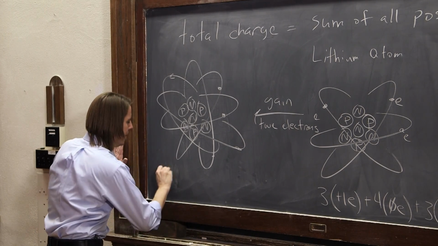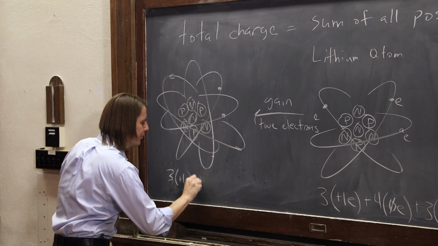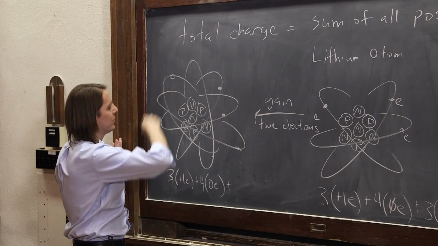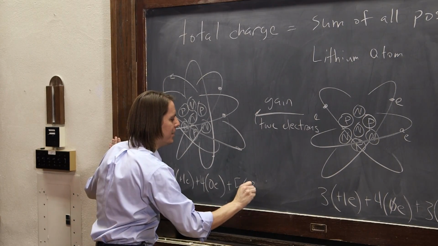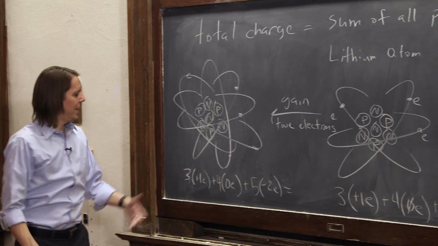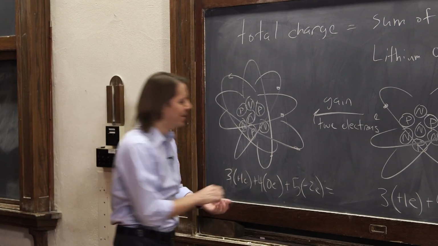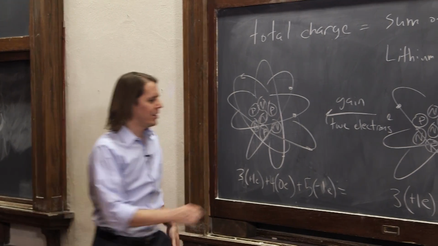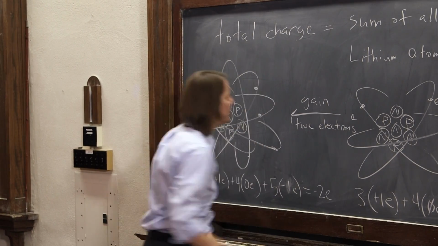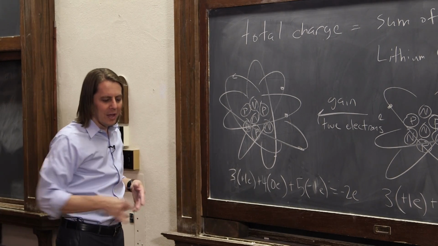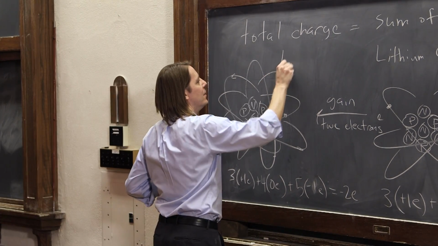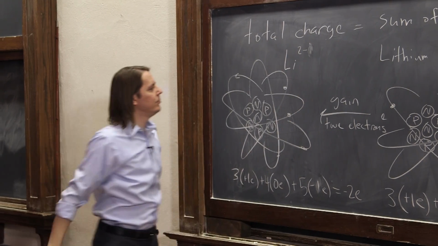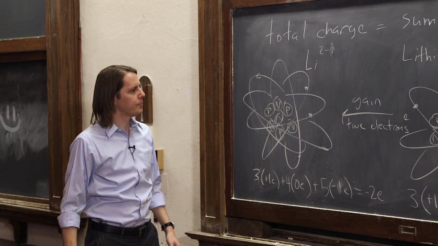3 times plus 1 E plus 4 times 0 E plus, now we gained 2 electrons. That took us up to 5, plus 5 times minus 1 E. And we'll get a charge that's negative. We'll get minus 2E for the total charge. So you can see this is really just trivial addition. This would be a lithium ion, and usually it'd be written like this: lithium, chemical symbol Li, 2 minus, because its charge is minus 2.